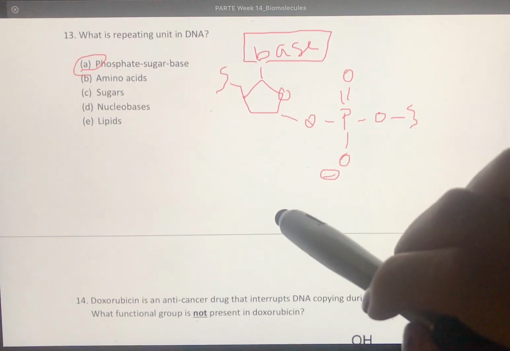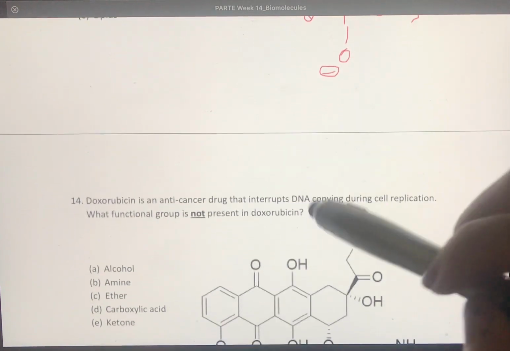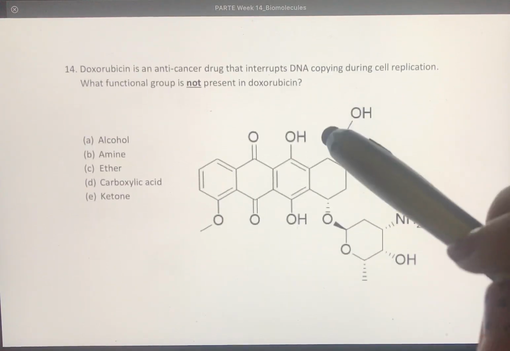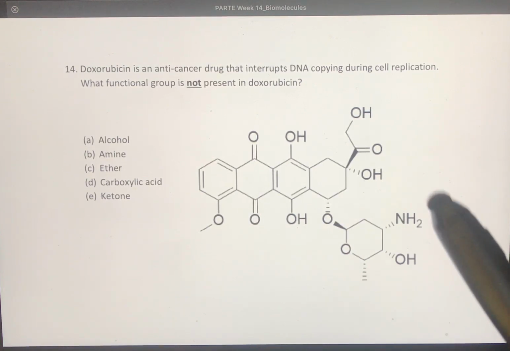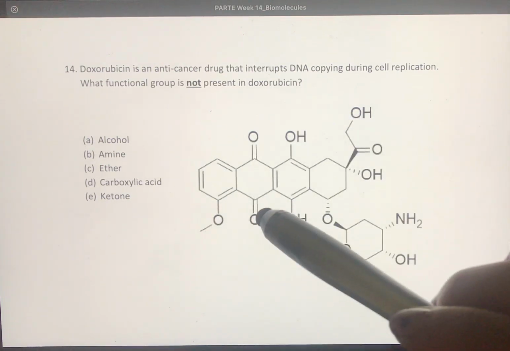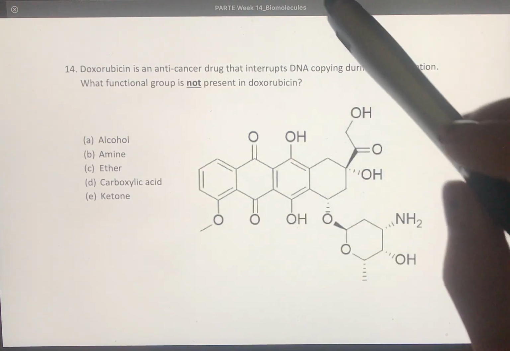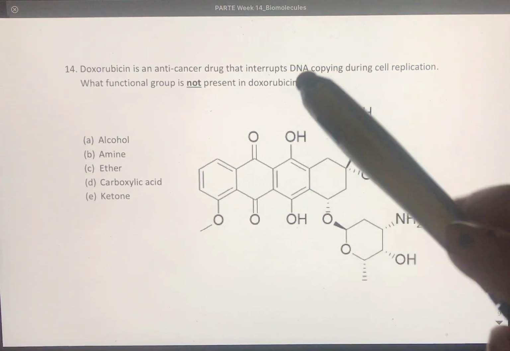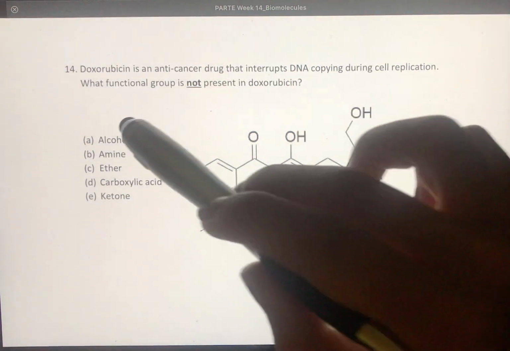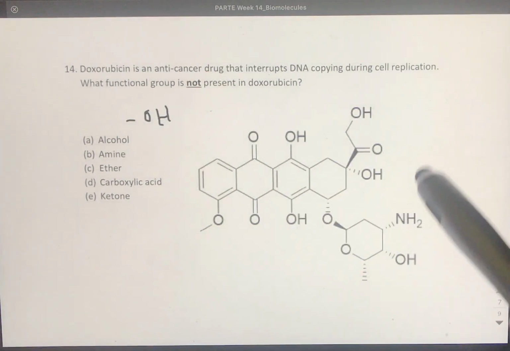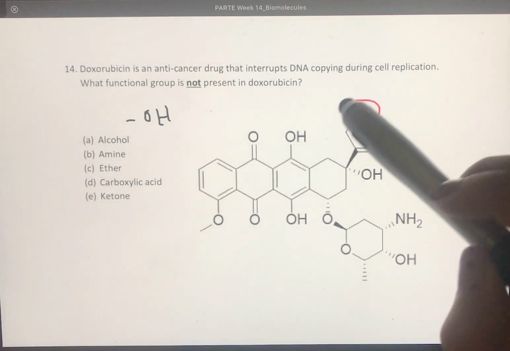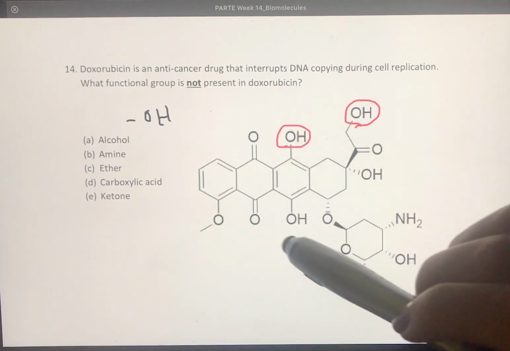So the next question. Doxorubicin is an anti-cancer drug that interrupts DNA copying during cell replication. So what functional group is not present in doxorubicin? So let's go through each of these and see if we can find them. So A is alcohol. So an alcohol is an OH group. And it looks like we found it right here. There's a lot of them, but here's a couple.